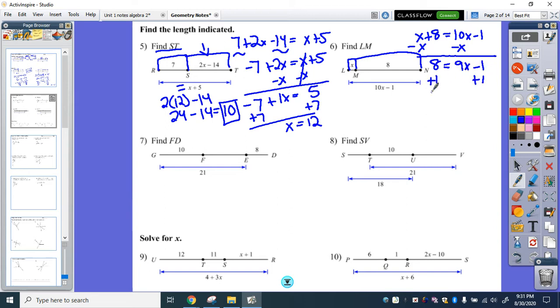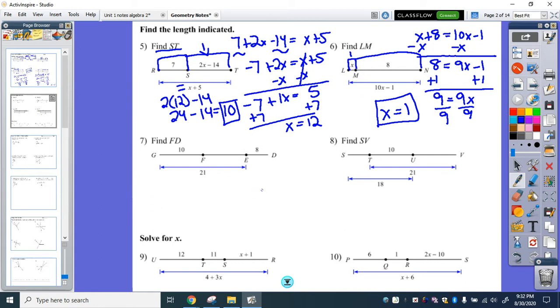Add 1 to both sides. We get 9 equals 9x. Divide by 9, and we end up that x equals 1. So this section is 1, that section is 8, and the whole section would be 9. But the problem just asked me to find LM, and LM was represented by x.